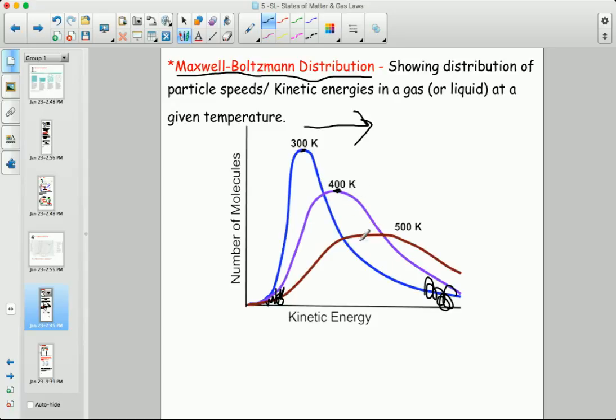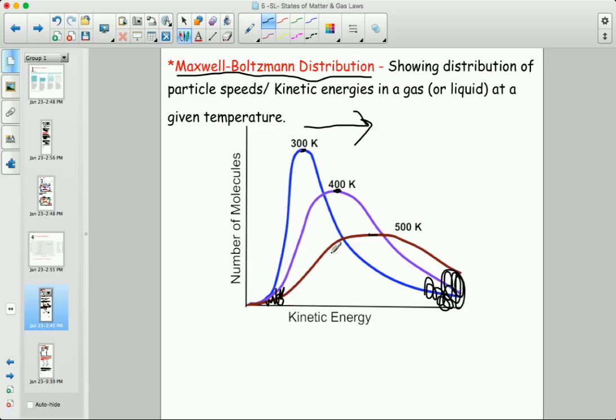And again, it happens even more if you go to 500. The average, sort of the peak of this bell curve, is further to the right. There's less and less particles that are moving really slow. There's more and more particles that are moving really, really fast. But there's always some really slow particles and some really fast particles. And that's kind of what the Maxwell-Boltzmann distribution is meant to show us.